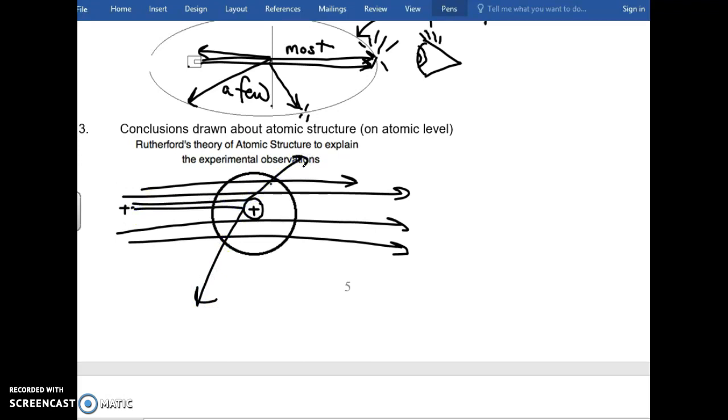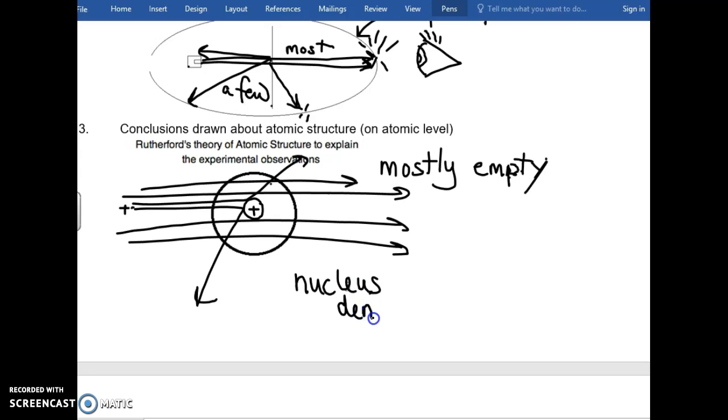So again, the atom is mostly empty space because most of the alphas pass through. Mostly empty. But you have a nucleus that was dense, in which, as I said, most of the matter of the atom was concentrated. Of course, dense implying small, smaller than the atom, and of course, positive in its charge.